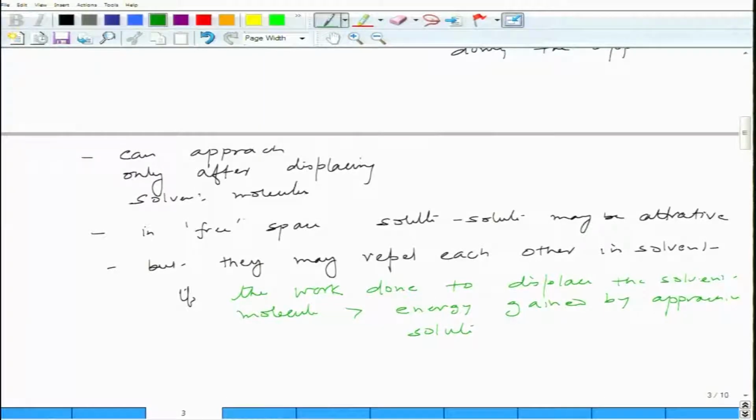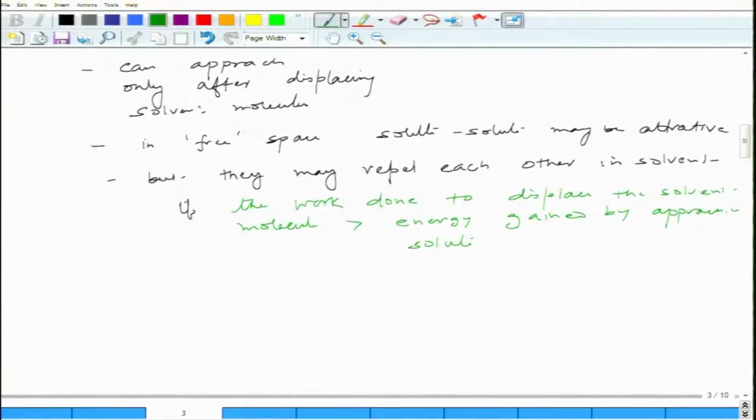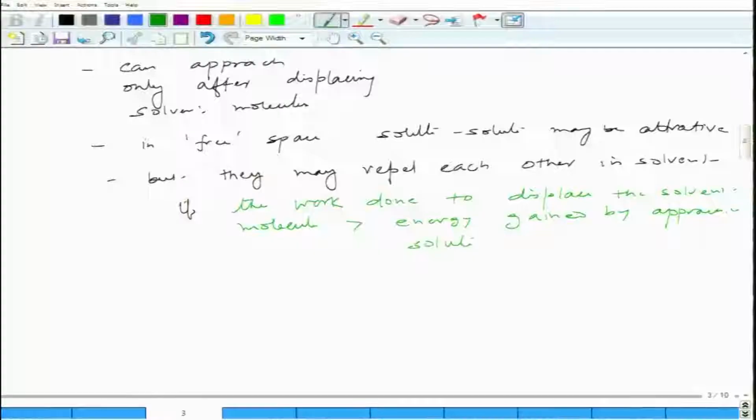that energy is less than the work required to bring the solutes closer together. In that case, the solute will not prefer to be close and they will repel. For a simple reason: it will take more energy to bring them in and the gain is much less. And we know the system prefers to have a minimum energy, and thus they would not like to come. So a case where the solutes are attractive in free space will become repulsive in solvent. That is something which is a common case.